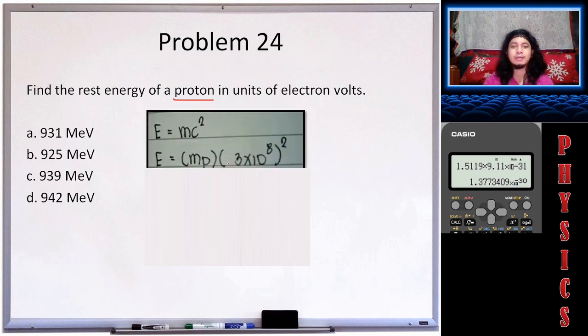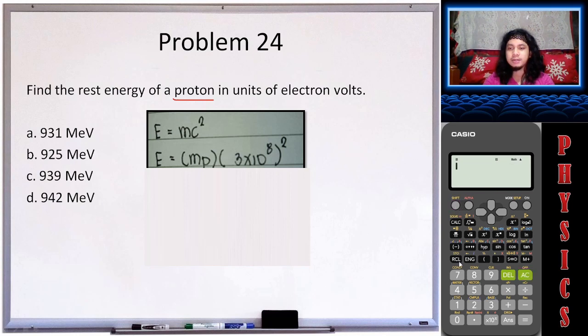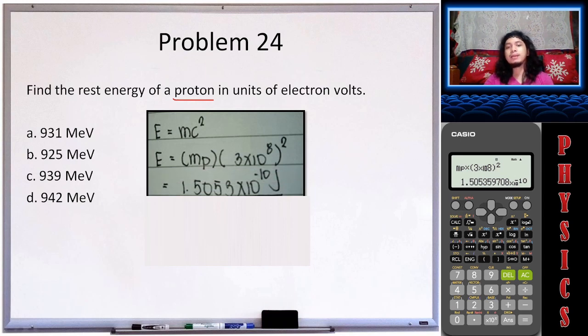Kaya, ito na po. Tirahin na natin. That's mass ng proton times 3 times 10 to the 8 square. Constant, yung mass ng proton. Shift constant, 0,1. That is the mass of the proton times speed of light 3 times 10 to the 8 square. Equals, yan. So, ang sagot is 1.505 times 10 to the negative 10 and the unit of energy is joule. But, we are asked to find it in electron volts.